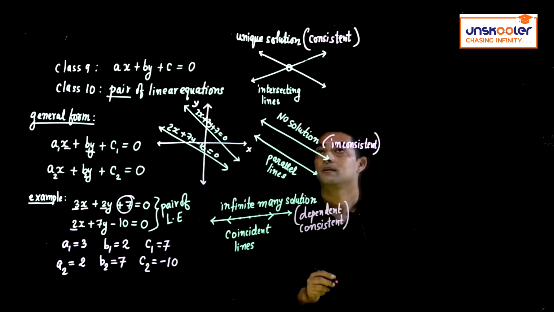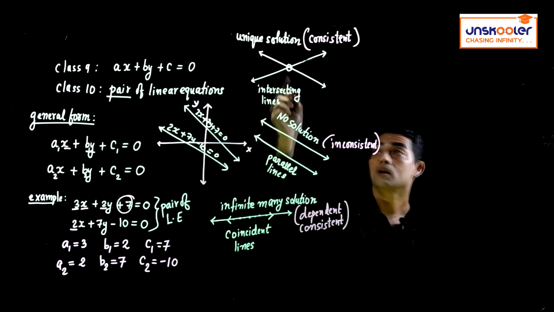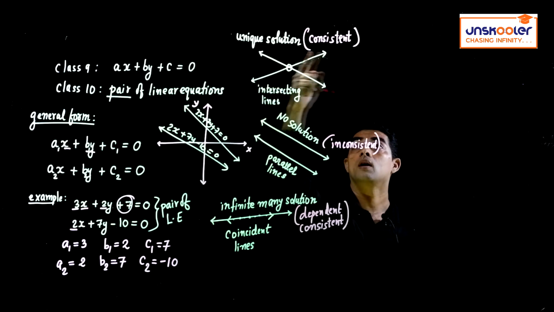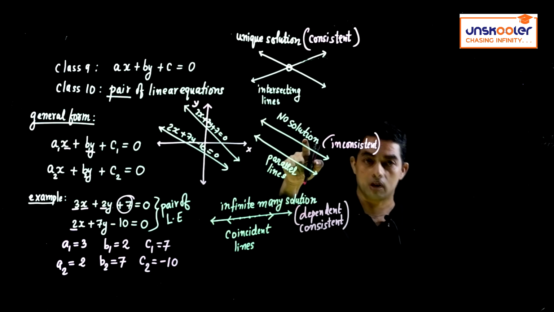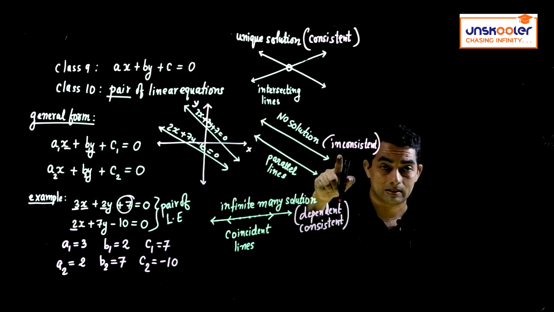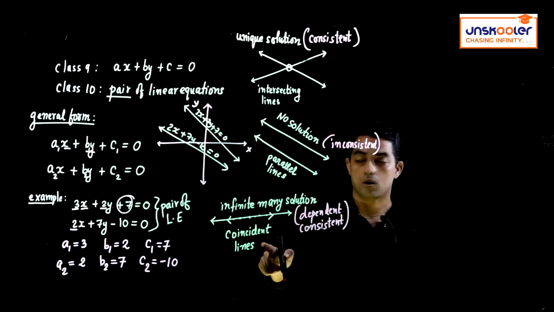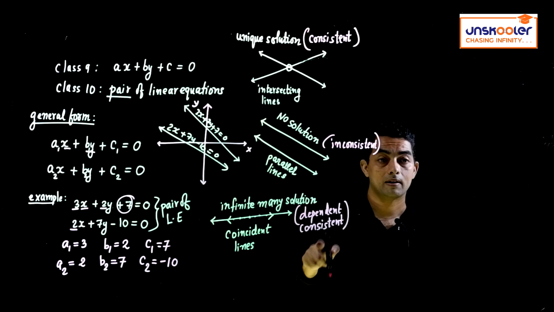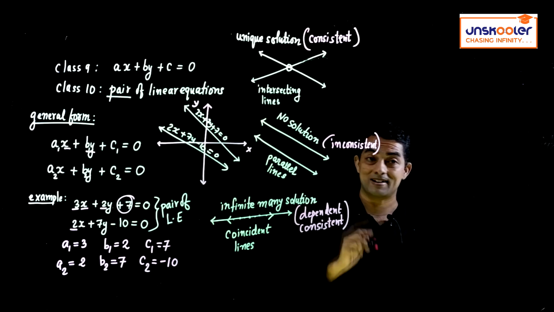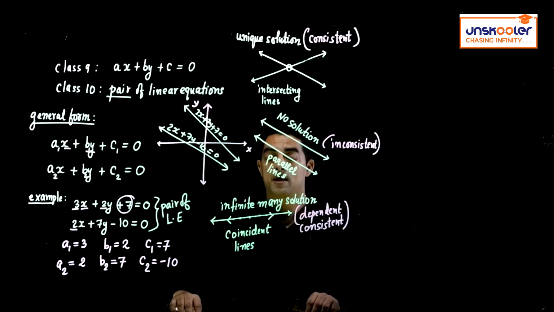So let's see this. Intersecting lines are called unique solution, or consistent. Parallel lines are called no solution or inconsistent. Coincident lines are called infinitely many solutions or dependent consistent. In standard 10, there are some conditions also which we need to remember for them.